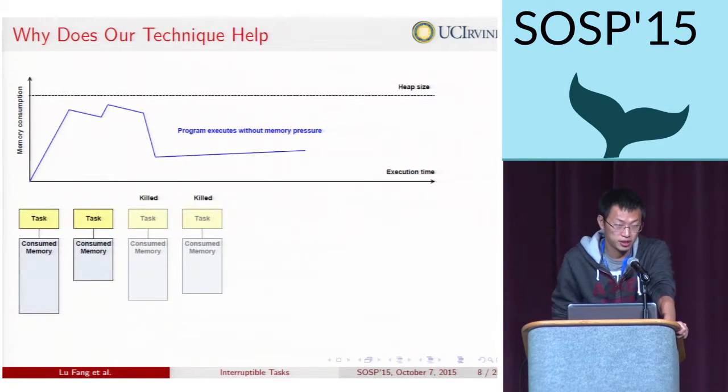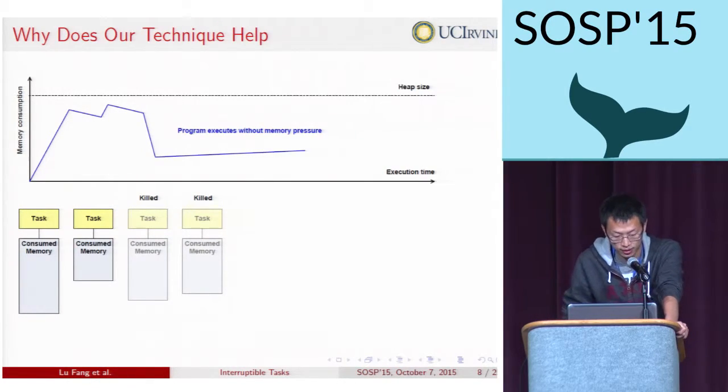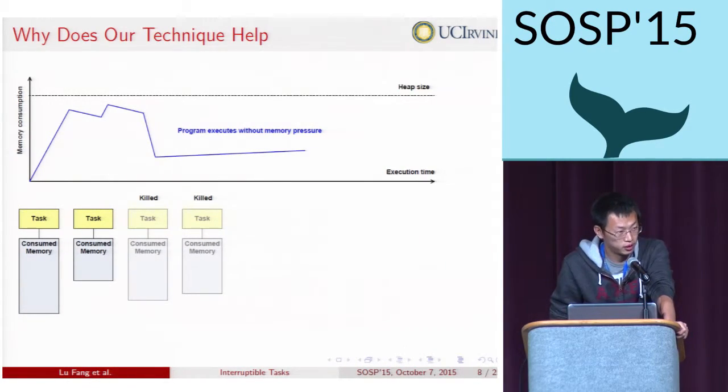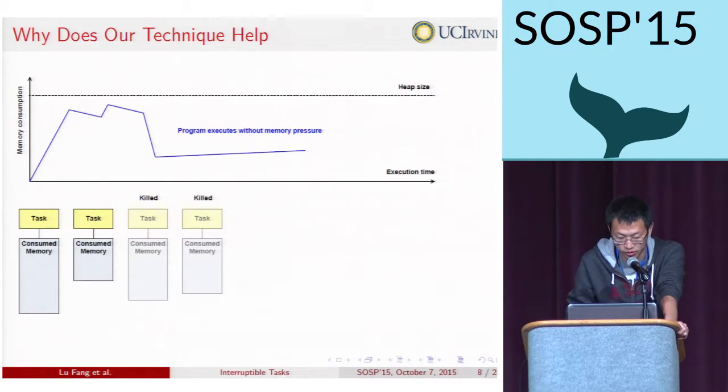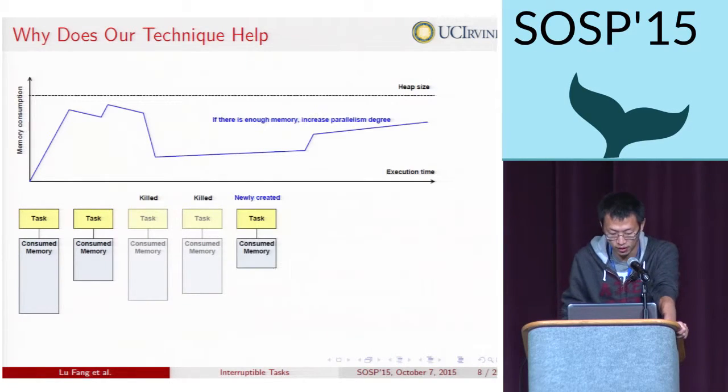So after the interrupts and releasing memory, we have more memory for the remaining tasks, so they can continue execution without any memory pressure. If our system detects we have enough memory for another task instance, then the system can increase the parallelism degree by creating a new task instance, so we can get better performance.